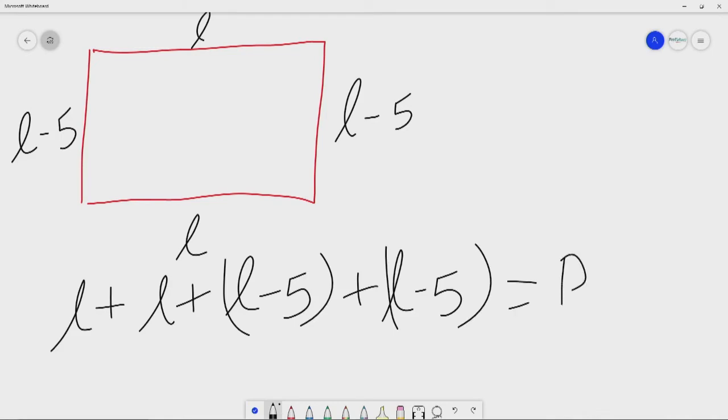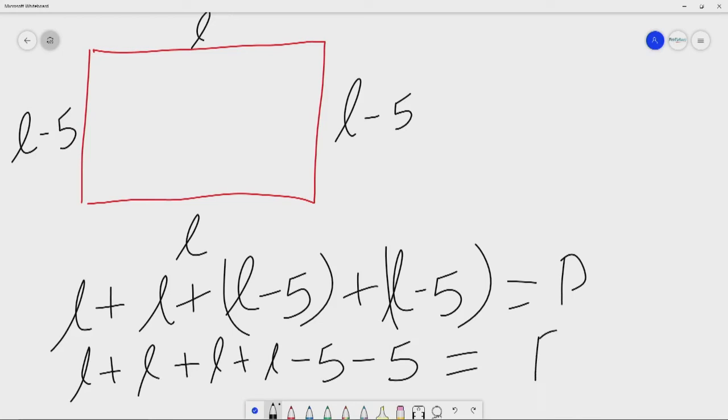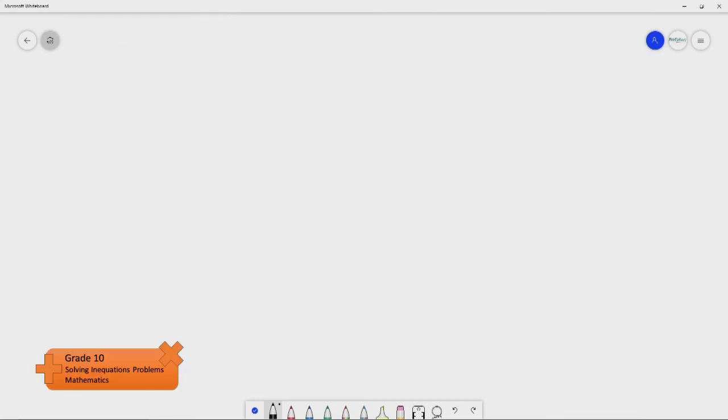So I can further simplify this by putting all of my like terms together. First beginning with my algebraic term, which is L, I have L plus L plus L plus L. Then I work with my constant values, which are -5 and -5, equal to my perimeter. So when I simplify this, I will have an equation in L that I can then use to solve. So when I simplify that, I will have 4L minus 10 is equal to my perimeter.